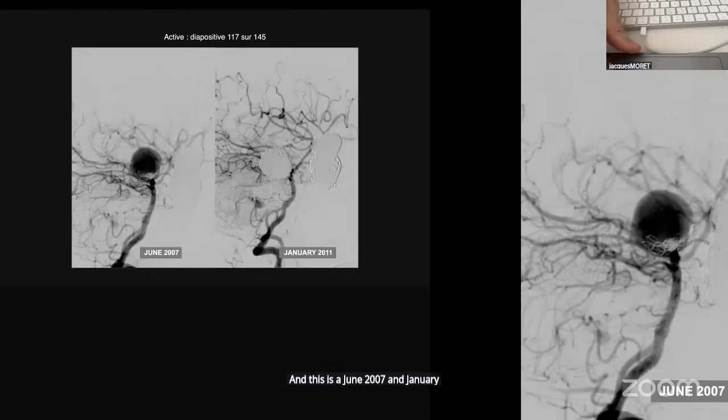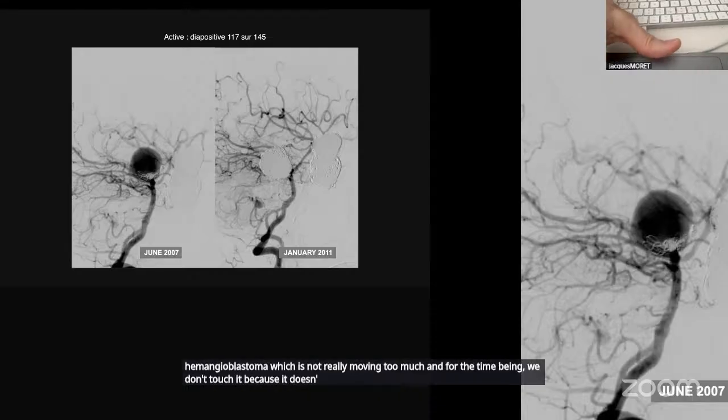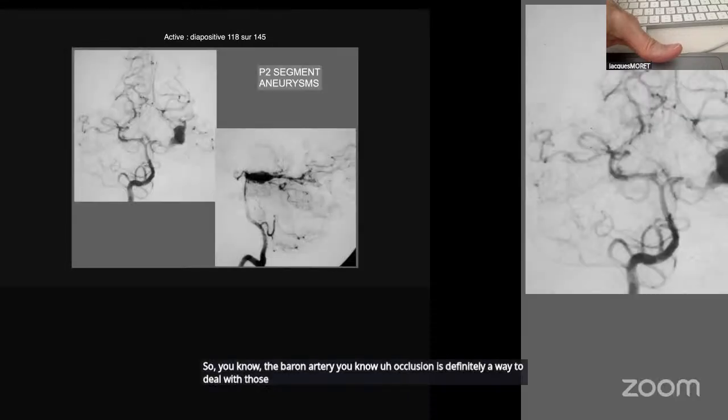As you can see, both aneurysms are gone. No more recurrences. Well, this patient has a funny incidental finding. It's a tiny little hemangioblastoma, which is not really moving too much. And for the time being, we don't touch it because it doesn't change, it doesn't grow. So the parent artery occlusion is definitely a way to deal with those terrible aneurysms.